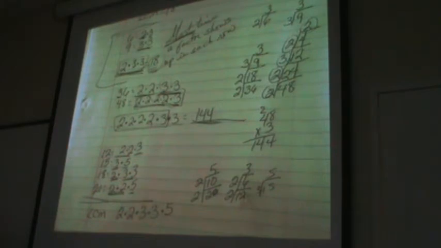You can do these in any order. I like to see if there's a 10. I like to take 5 and 2 is 10. 2, 3, 3, we have 9 times 2 is 18. 10 times 18 is 180.